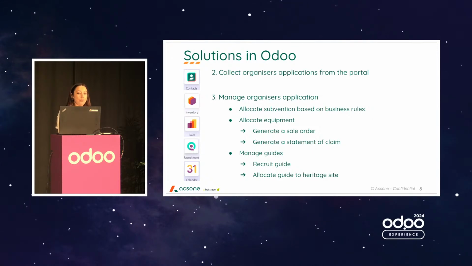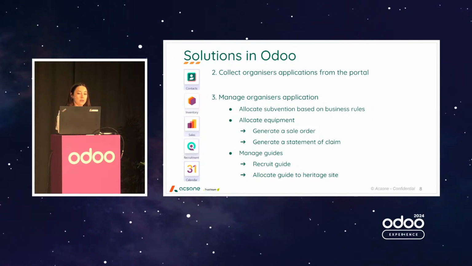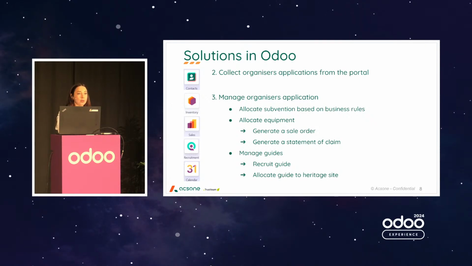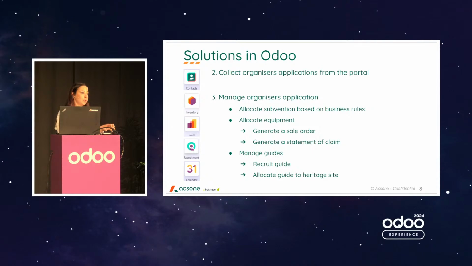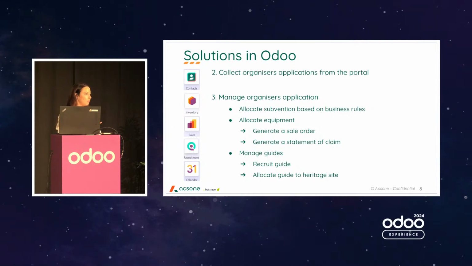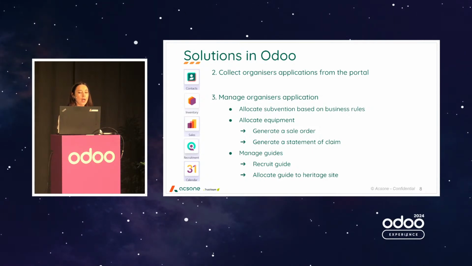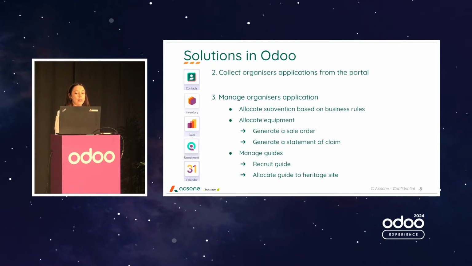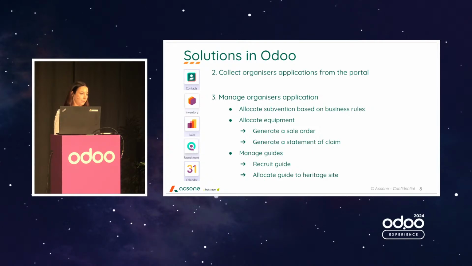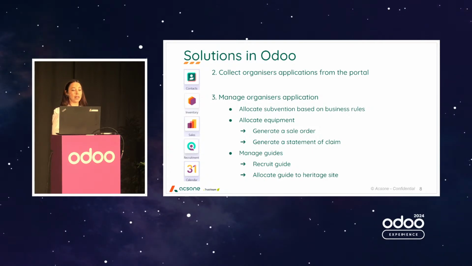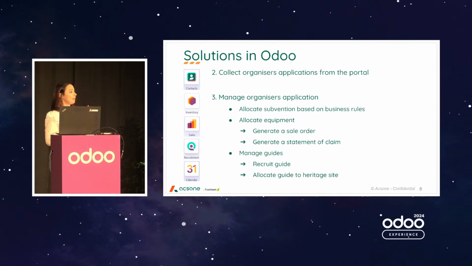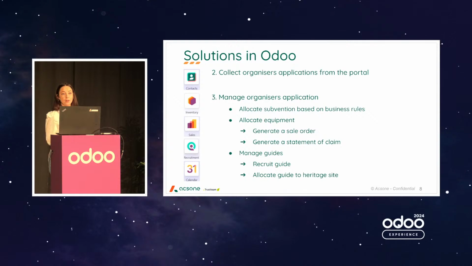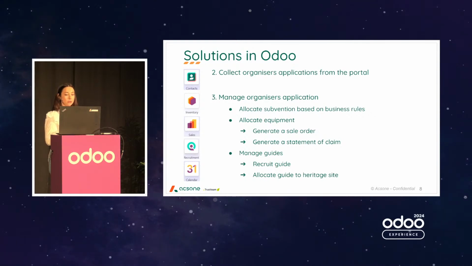So we also need to collect organizer applications from the portal. How does it work? On the portal, I'm going to show you all of that at the end of my presentation. They need to create an account and make an identification, and then next year, for next participation, they will already have their account.